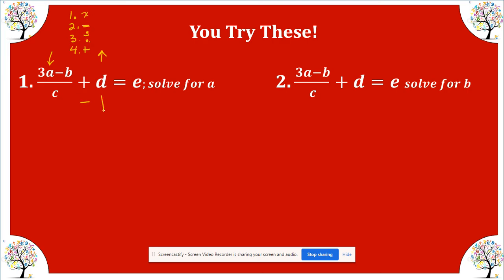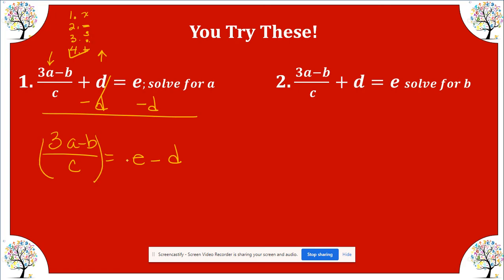So we're going to subtract first. And we're going to bring that d behind the e. Now we're going to undo the divide, so we're going to multiply. Yes, you need parentheses. Do not distribute, just leave it as is. Now we're going to undo the subtract, so we're going to add B, and bring it behind.